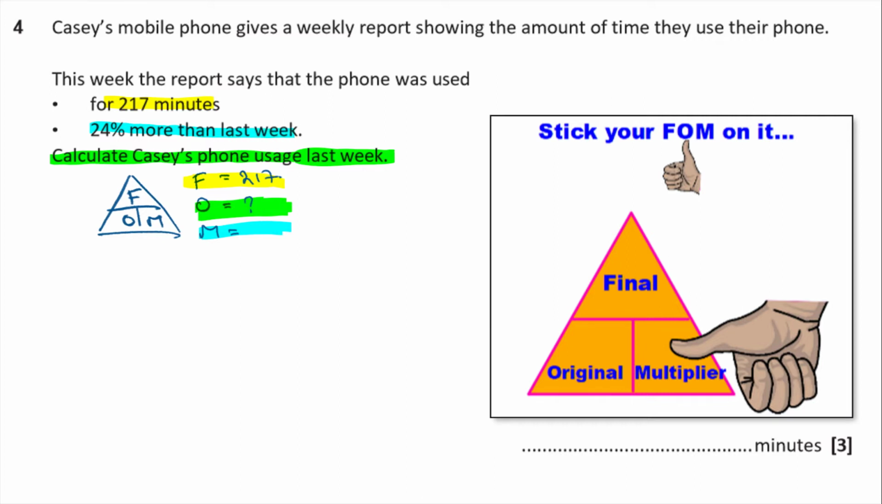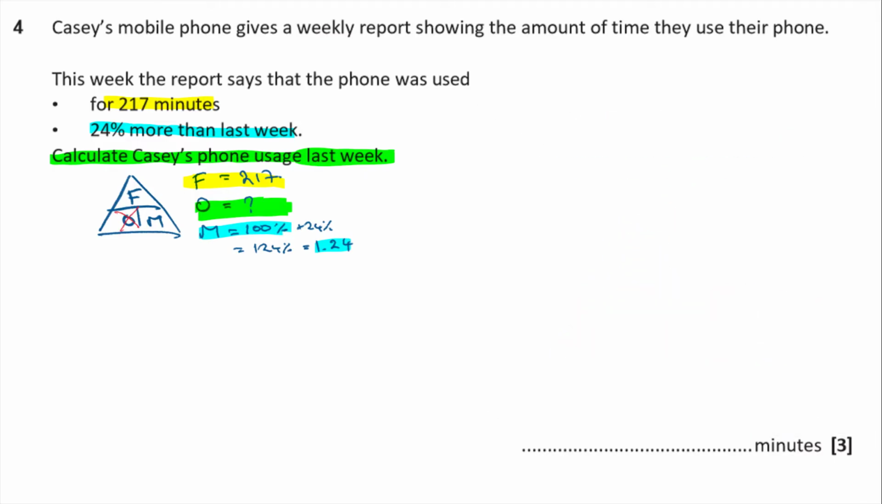So if we start with 100% and we add on 24%, then now we've got 124%, which as a decimal is 1.24. Okay, so that is the amount I'm going to be using, 1.24. Okay, so then once I've worked out all my values, I just cover up the thing I want to find, in this case I'm going to find the original. So that tells me then that the original is equal to the final divided by the multiplier.